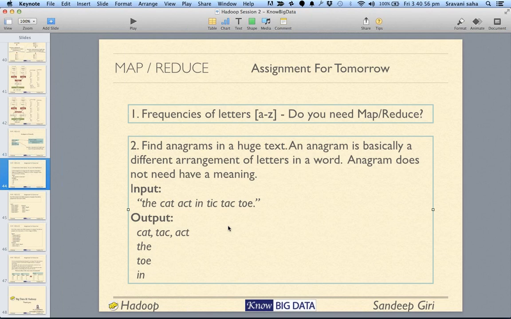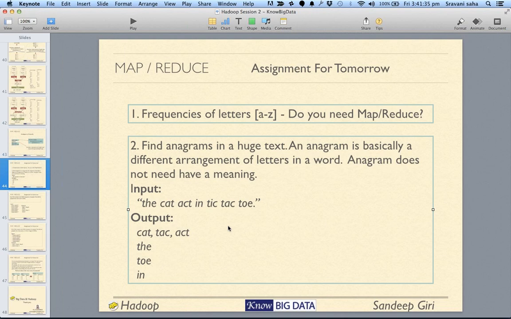Now the second problem is you are given a huge text. You have to find anagrams in it. What does it mean by anagram? Anagram is basically a different arrangement of letters in a word. Say for example, cat, tac, and act are anagrams. They are not just reverse. Reverse is called palindrome. All of these are basically rearrangements of the letters in a word.